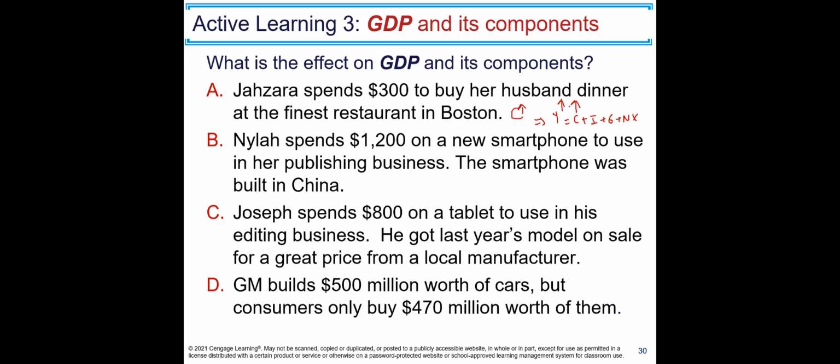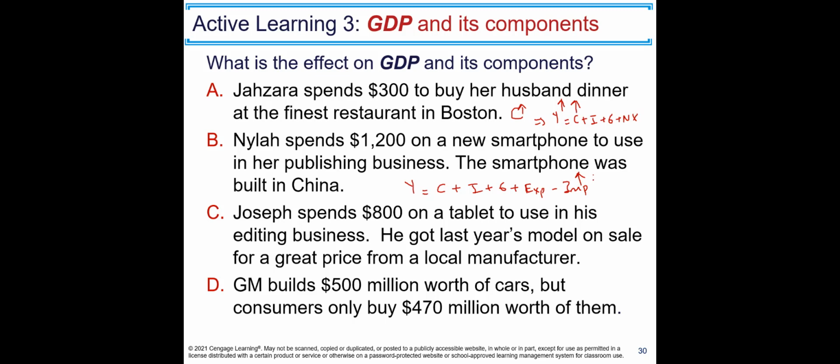Second example. Nala spends 1,200 on a new smartphone to use in her publishing business. The smartphone was built in China. So let's understand this. Remember, GDP doesn't include any goods that are produced outside of the country. But we know that this is an import, so it's going to affect net exports, exports minus imports, because it's produced by China. This is going to increase.